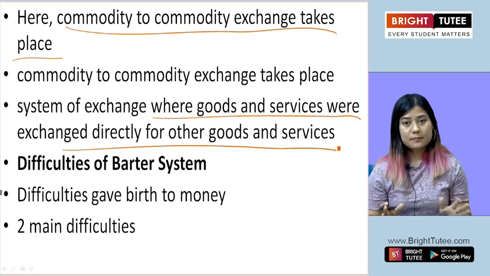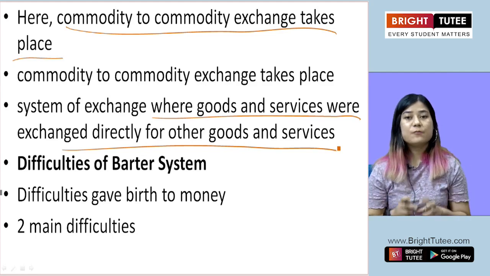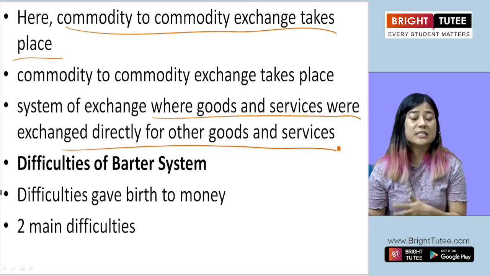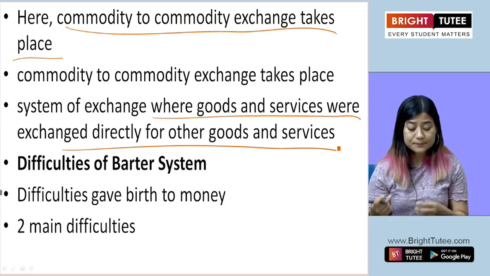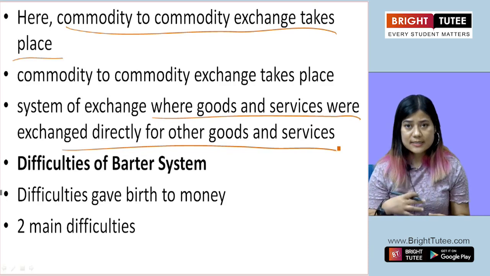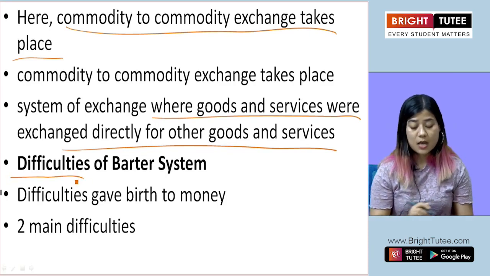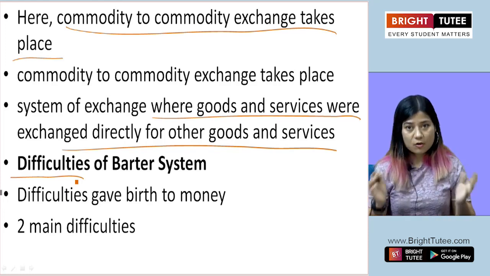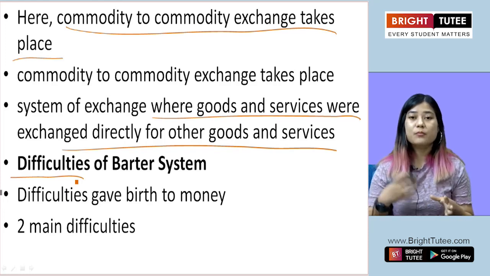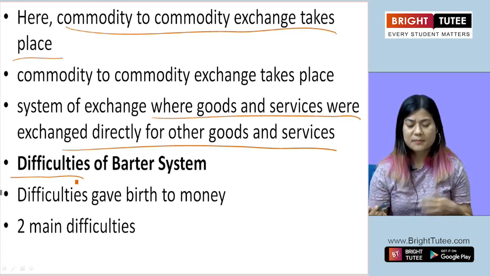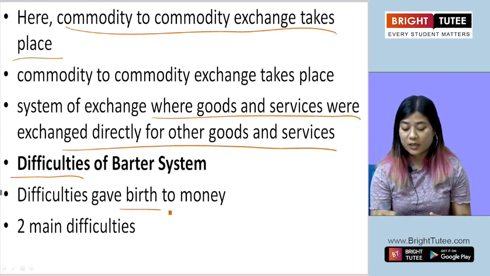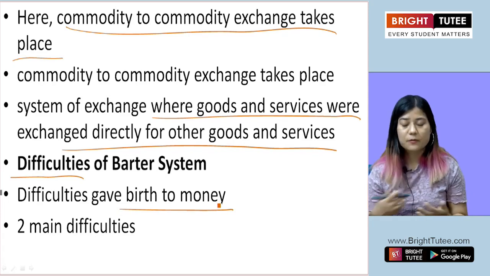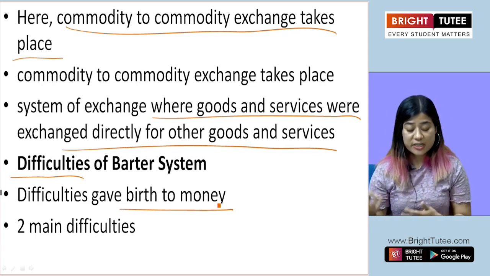But this system was difficult. It was not good for the economic system. It did not sustain for a long time, because the system had some difficulties. Now, what were these difficulties? Because of it being problematic to the economic system, it eventually gave birth to the money that we use today for exchanges, for sales and purchase, for trade, etc.